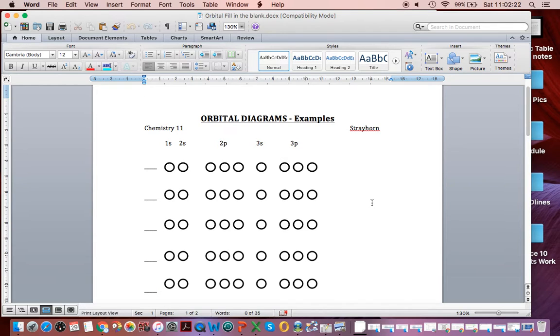This is the sheet you're going to need. It goes with the next PowerPoint. And what you're going to do is fill in orbital diagrams, and the orbital diagrams will give you electron configurations. So in the PowerPoint, you may want to squeeze the electron configurations into the right of each orbital diagram. And down the left, we'll talk about the number of electrons in each case.